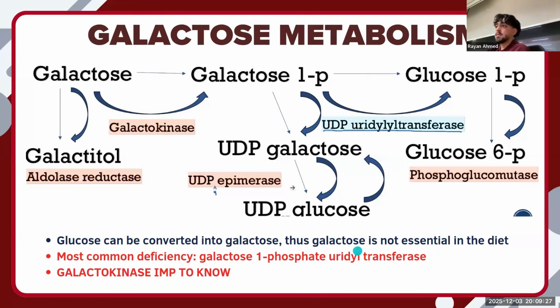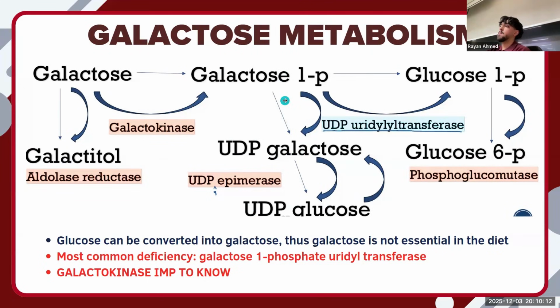Right, now let's do the first route. Galactose to galactitol is done by aldose reductase. Okay, aldose reductase. We also had aldolase B in fructose metabolism, if you guys remember. So this is different. The second part, aldose reductase and aldolase B. Okay, now we also have galactose into galactose 1 phosphate by galactokinase. Very, very important. Galactose 1 phosphate can be converted into UDP galactose. Okay, and the UDP galactose can be converted into UDP glucose by the enzyme UDP 4 epimerase. Please remember that UDP 4 epimerase is very important, and galactokinase.